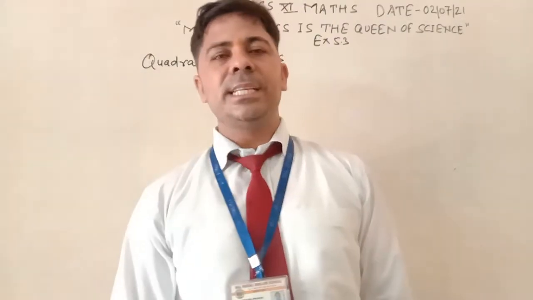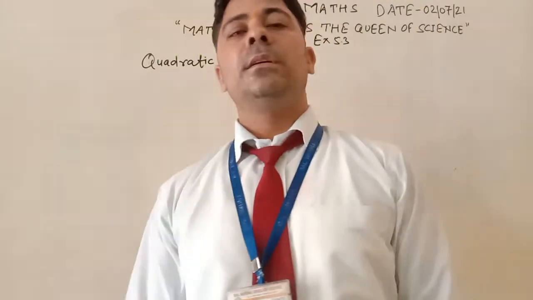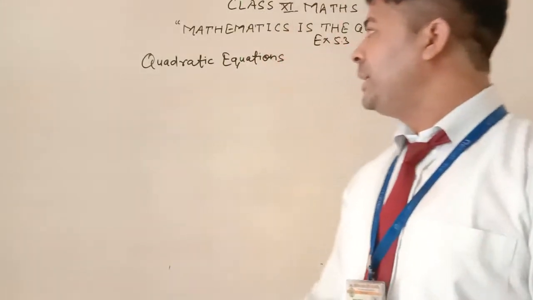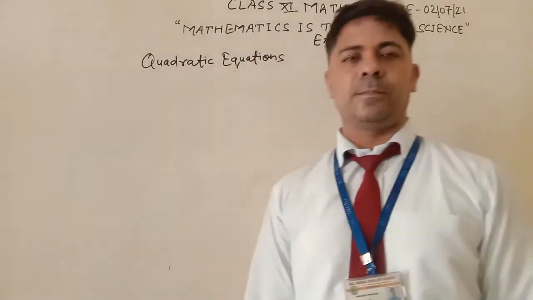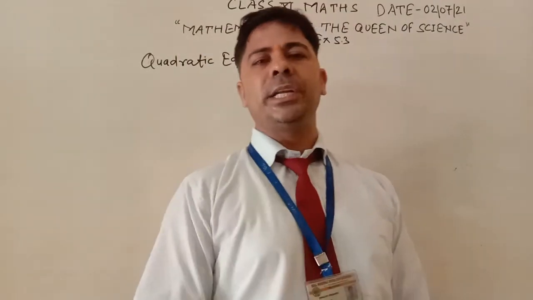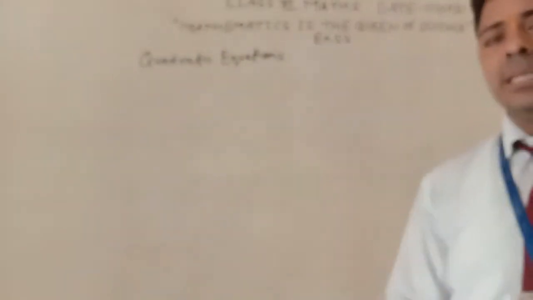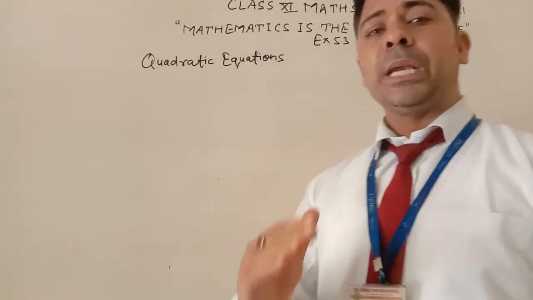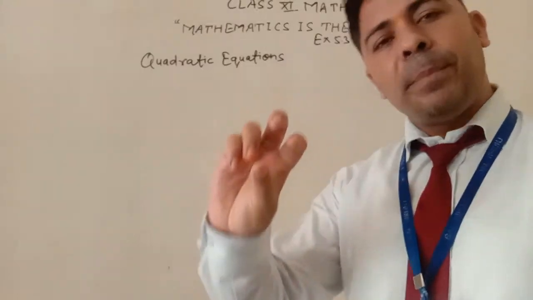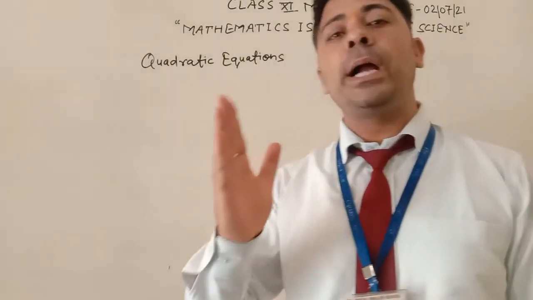Today's date is 2nd of July 2021 and this is exercise 5.3 from NCERT and it is a new segment, quadratic equation. You are familiar with the quadratic equation. What do you mean by the quadratic equation? You know that any equation which can be represented in the form of ax square plus bx plus c is equal to 0 is known as the quadratic equation.